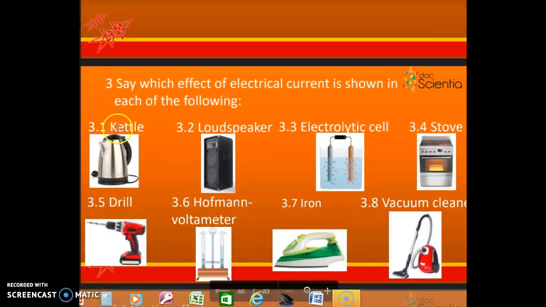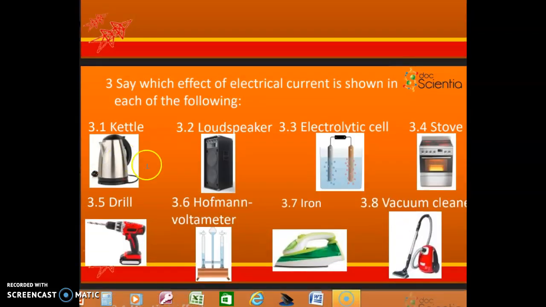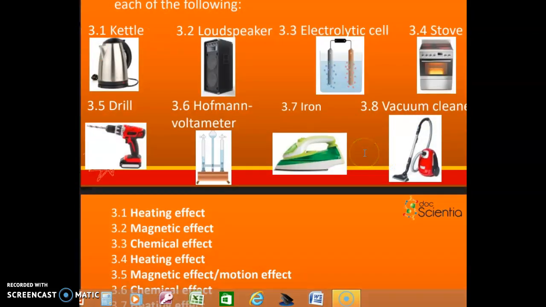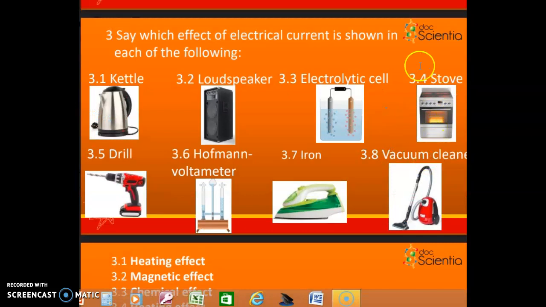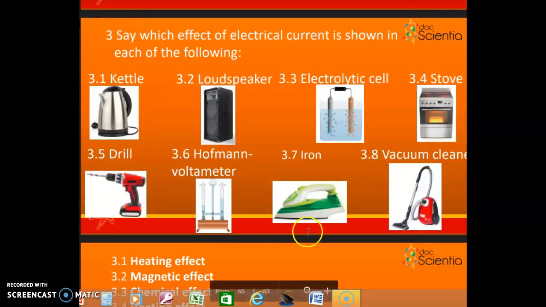So for 3.1, a kettle is heating effect. 3.2, a loudspeaker is a magnetic effect. 3.3, electrolytic cell is a chemical effect. 3.4, a stove is a heating effect. 3.5, a drill is a magnetic effect. 3.6, a Hoffman voltameter is a chemical effect.